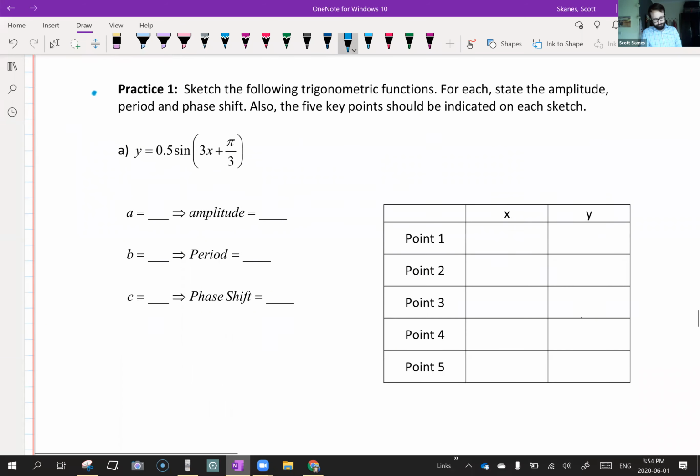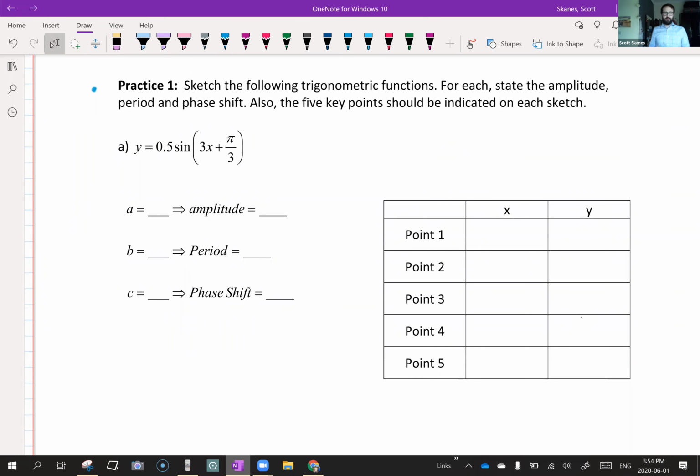So practice 1. Now, it says, sketch the following trig functions. Well, it's only given one function right now. For each, we need to state the amplitude, the period, and the phase shift. Phase shift also known as displacement, so nothing new. Also, the 5 key points should be indicated on the sketch. Okay, the 5 key points are the 0, max, 0, minimum, 0.